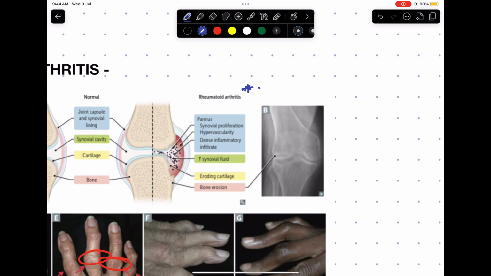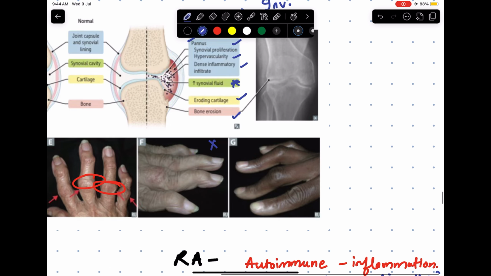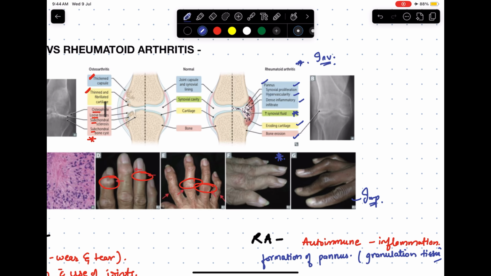Now the X-ray findings. There would be pannus, synovial proliferation, and hypervascularity because of the inflammatory process. The synovial fluid will increase and have inflammatory markers also, and then bony erosion can occur. Two more important things: one is swan neck deformity and the other is Boutonniere deformity. Make sure you remember that these are associated with rheumatoid arthritis.